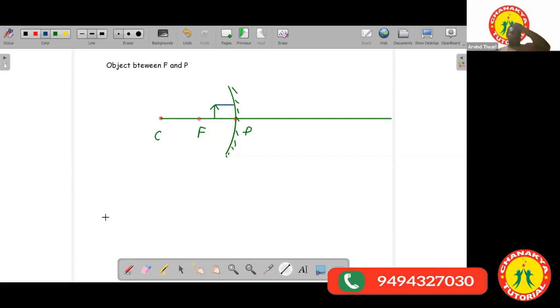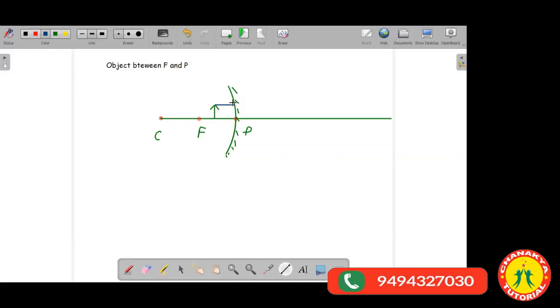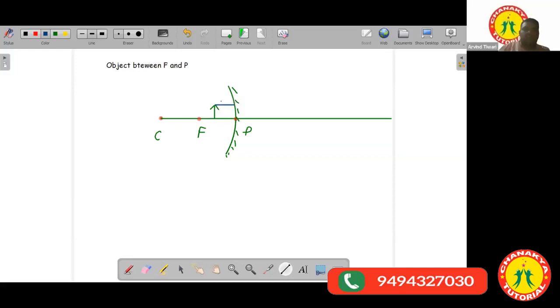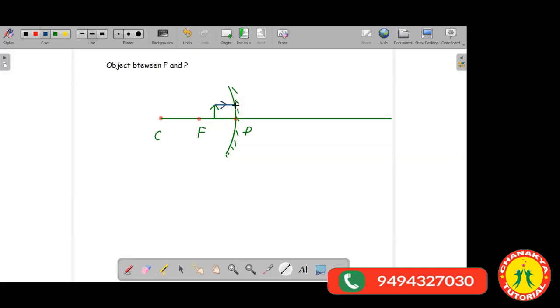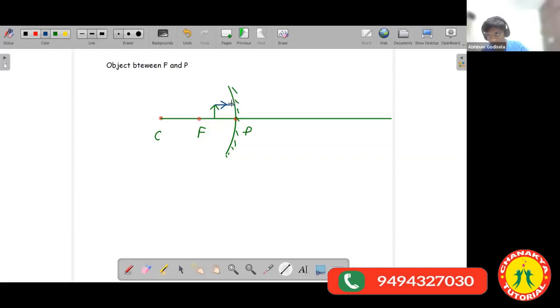So Aryan, where should this light go? Sir, it will bounce back, no, sir. No, it's parallel to the principal axis. So in which direction will it bounce back? Sir, I don't know. Sir, it will pass through focus. Yeah, it will pass through focus. So we will draw it like this, passing through focus. You see, the ray of light passing through focus.